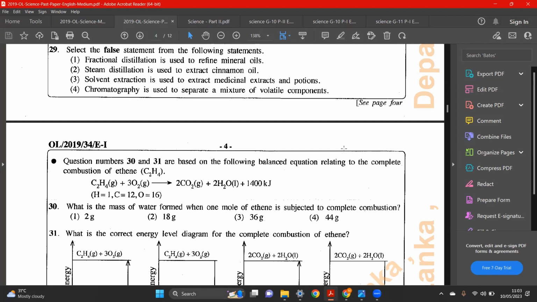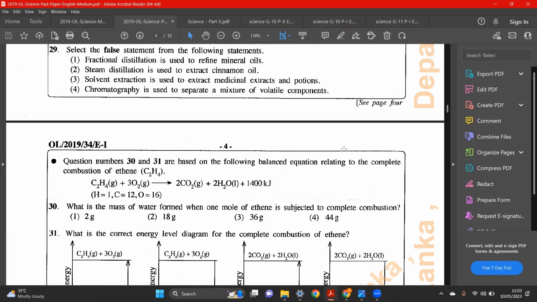Then when it comes to chromatography, the chromatography that you all have studied is paper chromatography, the simplest form of it. So here it says chromatography is used to separate a mixture of volatile components. No. Remember, volatile components are things that evaporate quickly, like cologne and alcohol. So paper chromatography is not a very good option.